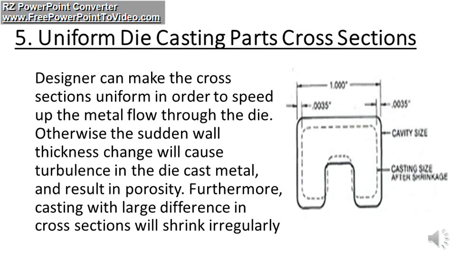Uniform die casting parts cross section. The designer can make the cross section uniform in order to speed up the metal flow through the die. Otherwise, the sudden wall thickness change will cause turbulence in the die cast metal and result in porosity. Furthermore, casting with large differences in cross sections will shrink irregularly.